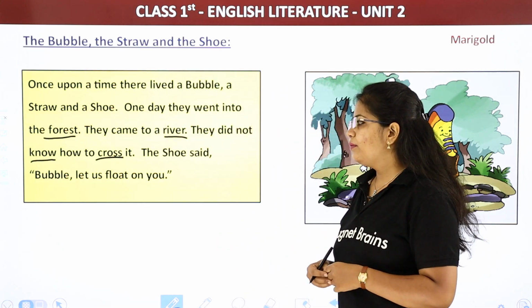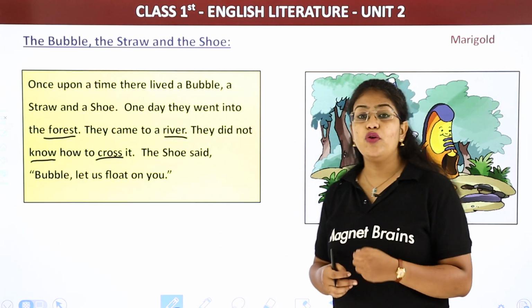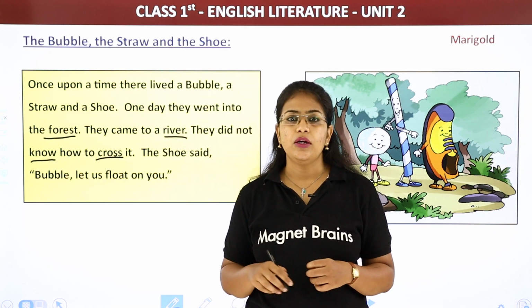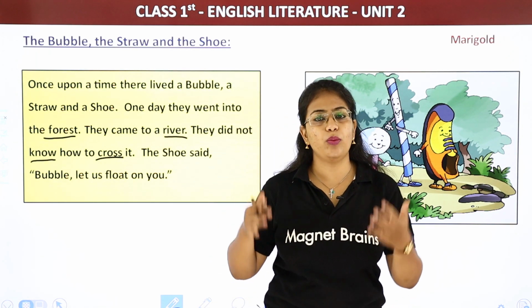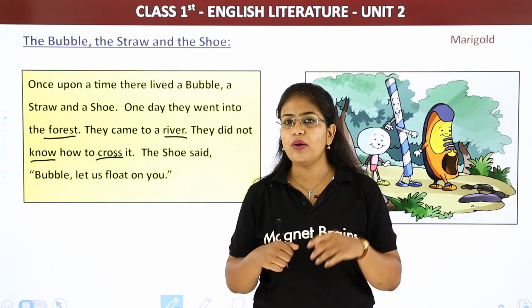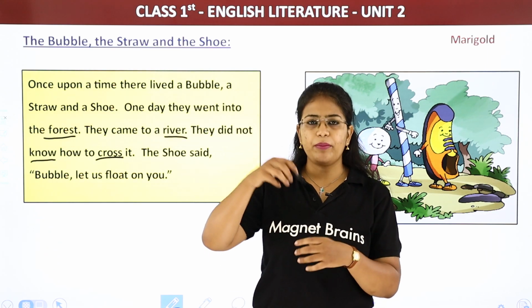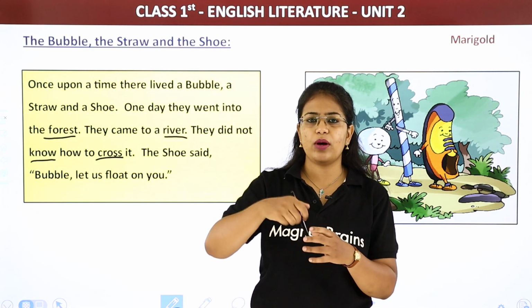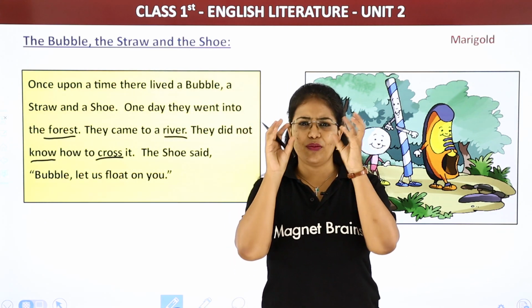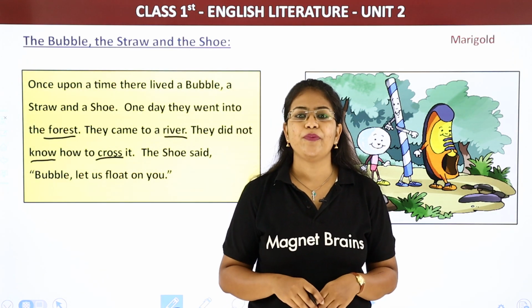The shoe said, Bubble, let us float on you. Shoe ने आइडिया दिया that Bubble, तुम एक काम करो, हम दोनों तुम्हारे ऊपर float करेंगे. Have you seen a bubble? Bubble क्या होता है? वो एक bubble making device रहता है ना, जिसको आप फूंक मारो तो bubbles create होते हैं. That's bubbles, right? छोटे छोटे cute air के गोले.